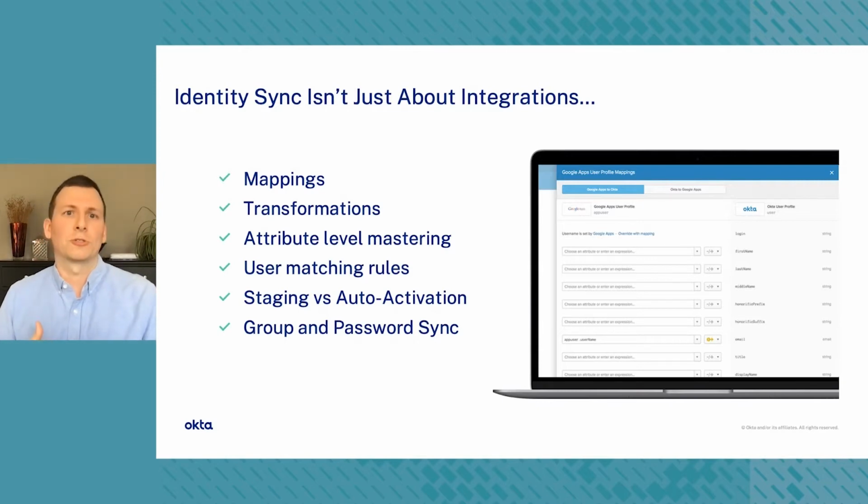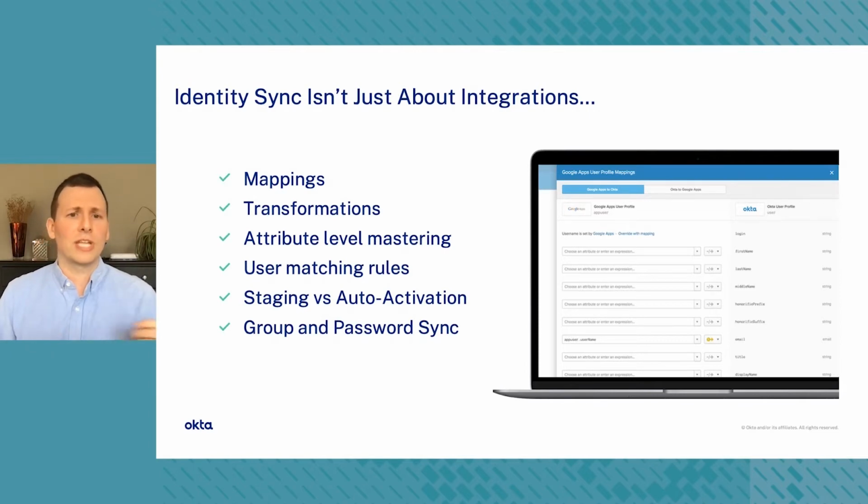We can map attributes between systems. So maybe you want to push a username from one application to another. Maybe you want to transform usernames. We can do that too. So we can substitute out a domain name, or maybe we want to put in a phone number, for example. We can do things like that. We can do attribute-level mastering too. So from there, we can say, let's make one application the source of all the other data sets pushing into these other applications. You can do that.